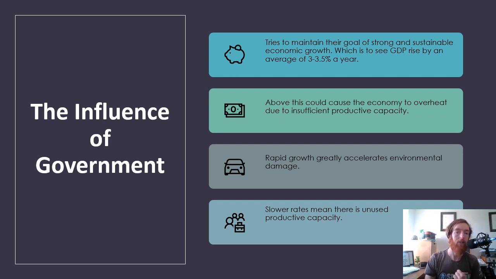And slower rates of growth mean there's unused productive capacity. It means that things are not being used to their full potential, which is also negative because if there's machinery just sitting there dormant, it's a waste, and waste is not good either. We want to be producing to our capacity.